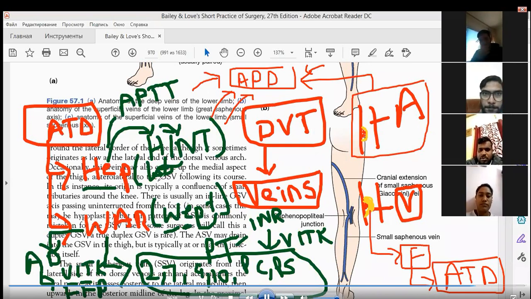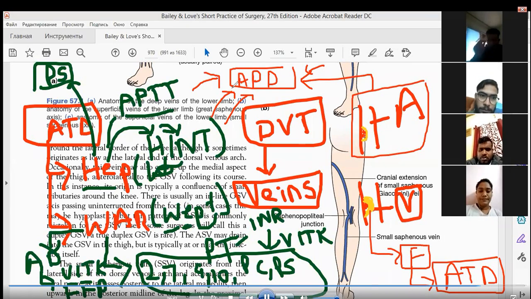Heparin acts on the intrinsic pathway, so you have to check the APTT levels of the patient. And what is the antidote for heparin? Protamine sulfate. Protamine sulfate is the antidote for heparin.